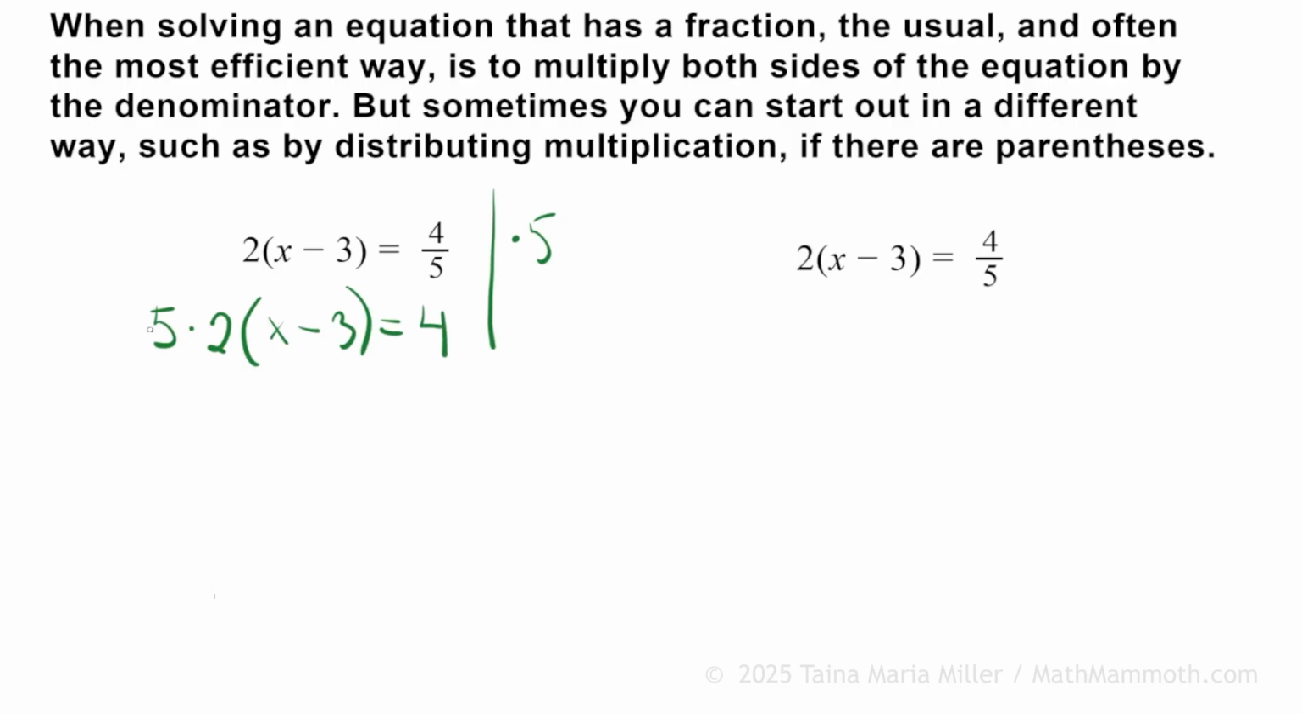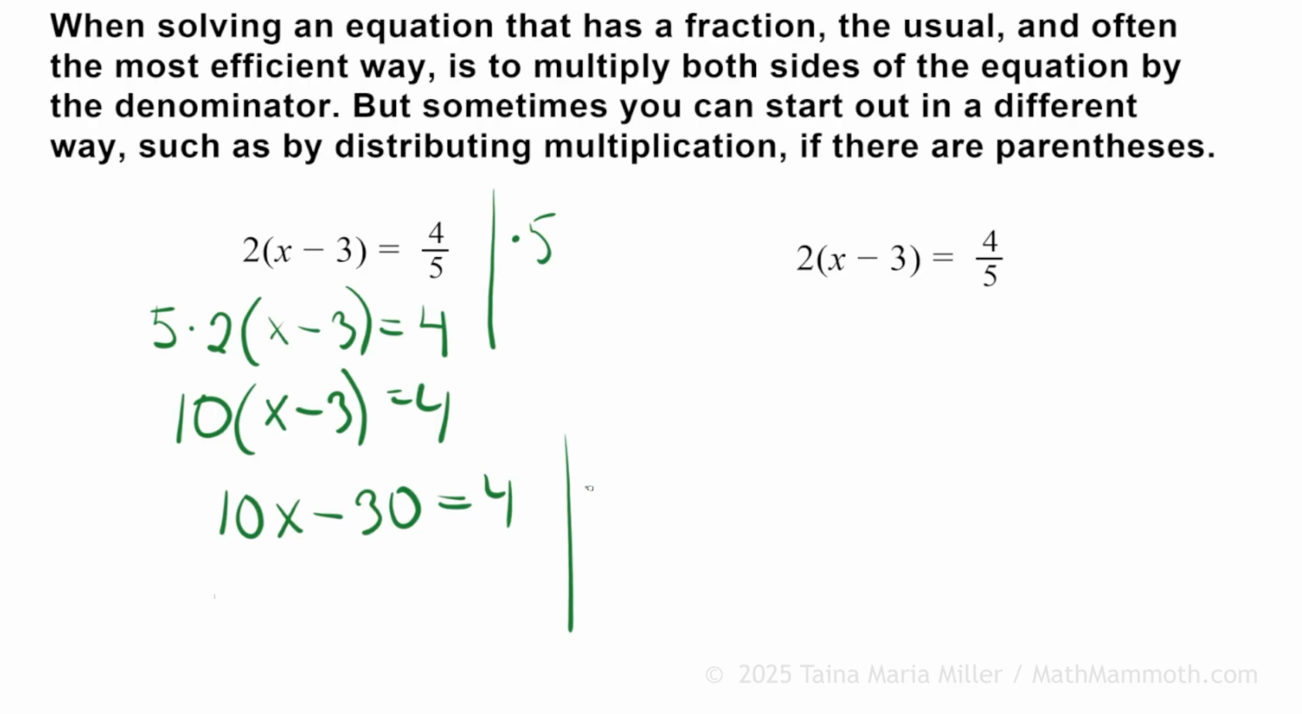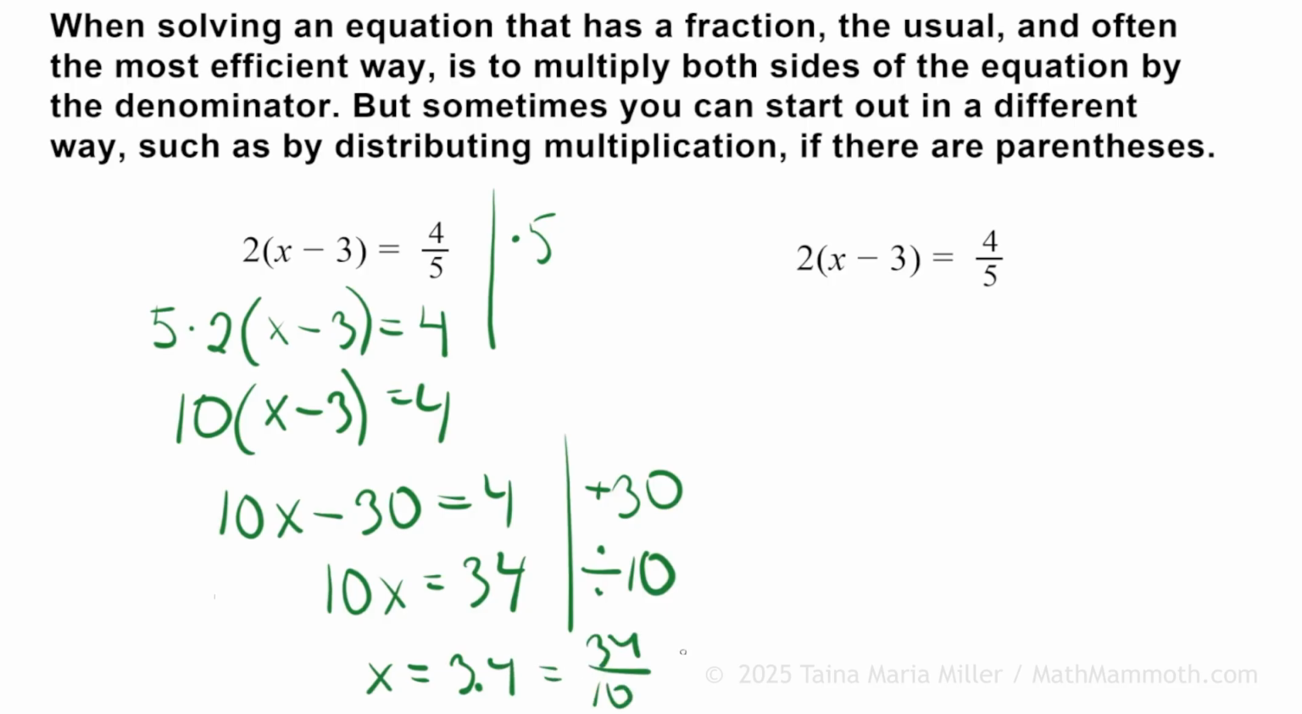Here we need to simplify this. 5 times 2 times this, so we get 10 times that. And now we distribute the multiplication. 10x minus 30 equals 4. Here I will then add 30, leaving only 10x here and 34 on the other side. And lastly, divide by 10. X equals 3.4 or 34/10 as a fraction, which would simplify to 17/5.